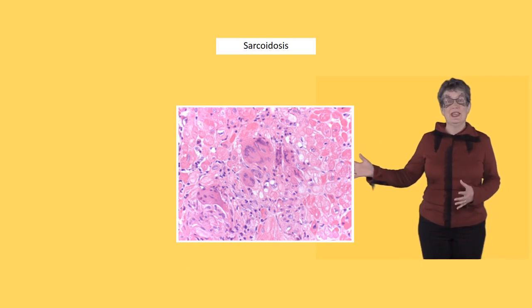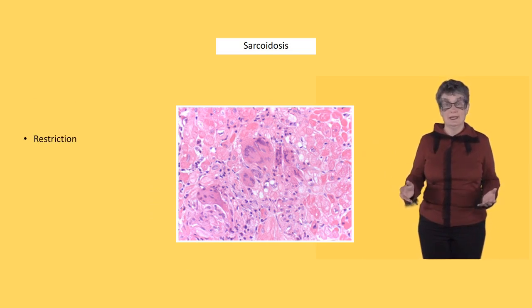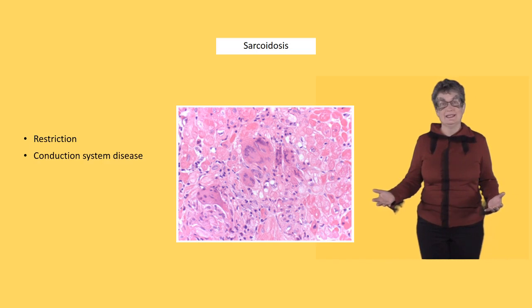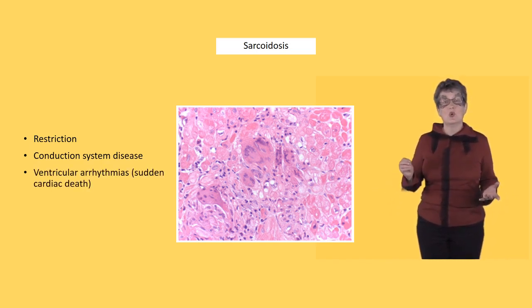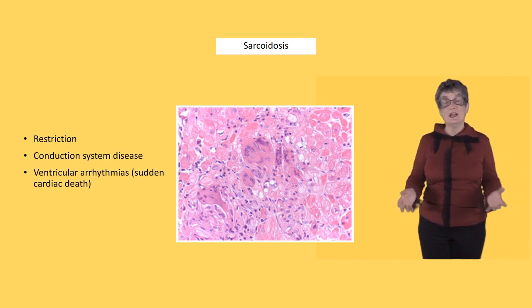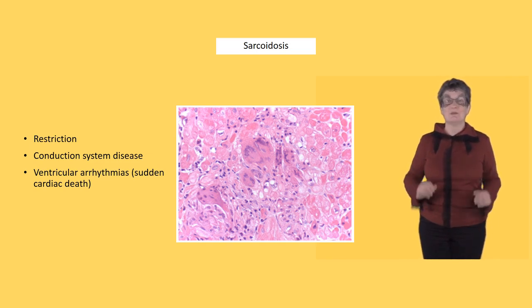In this picture here, you can see granulomas. That's because the heart has sarcoidosis deposits in it. Sarcoidosis is a granulomatous inflammatory disease. We think of it primarily affecting the lungs, where it can cause a restrictive lung disease. But you can also get granulomas in the heart, where it causes restrictive cardiomyopathy.